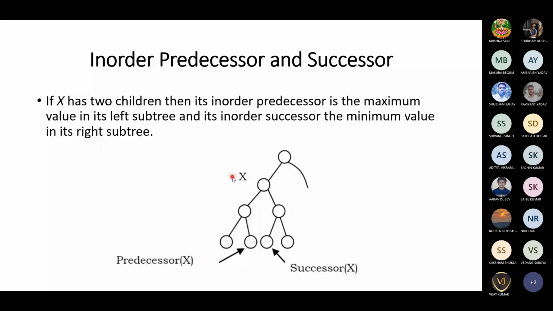If there is an element X that you want to delete, and X has 2 children, then the in order predecessor is the maximum element of the left subtree. The in order successor is the minimum element of the right subtree. So if this is the X, the maximum value in the left subtree we call the predecessor. The minimum value in the right subtree we call the successor.